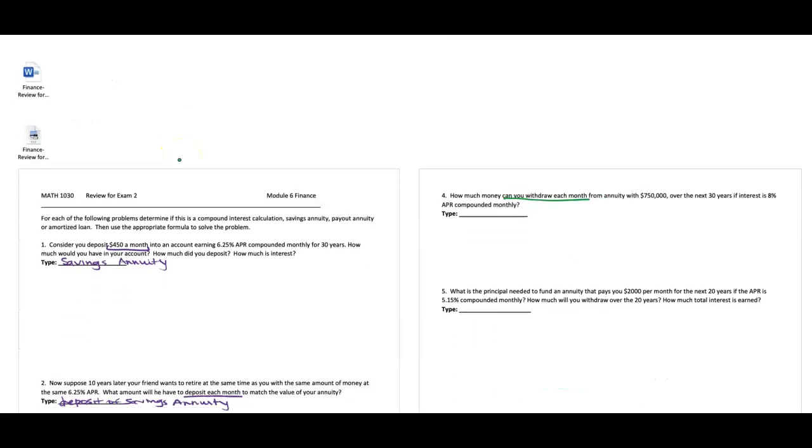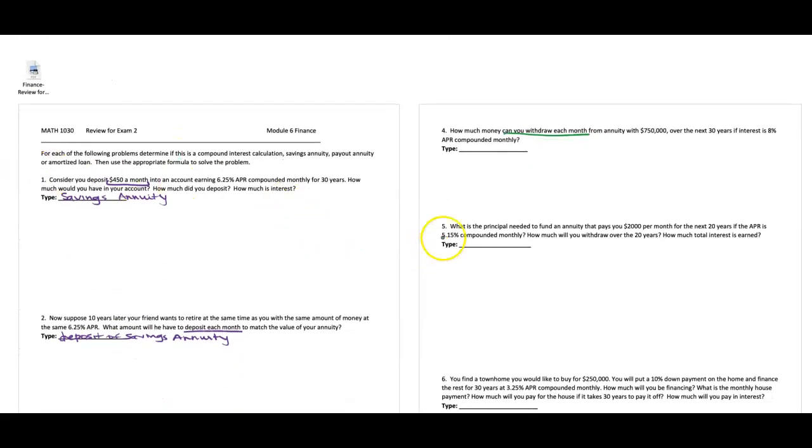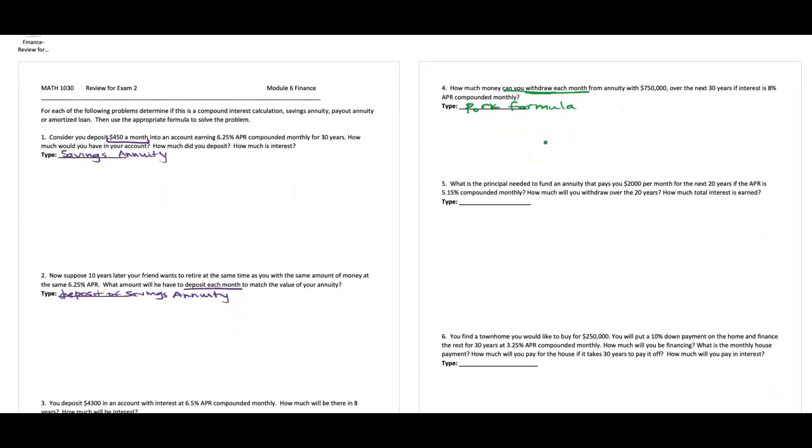I lovingly call it the pork formula. Can you see why? It looks like it says pork there. Because it gets kind of wonky to say which one it is, I'm just going to put down here that we're going to use that pork formula, because we want to know how much they can take out each month for retirement.